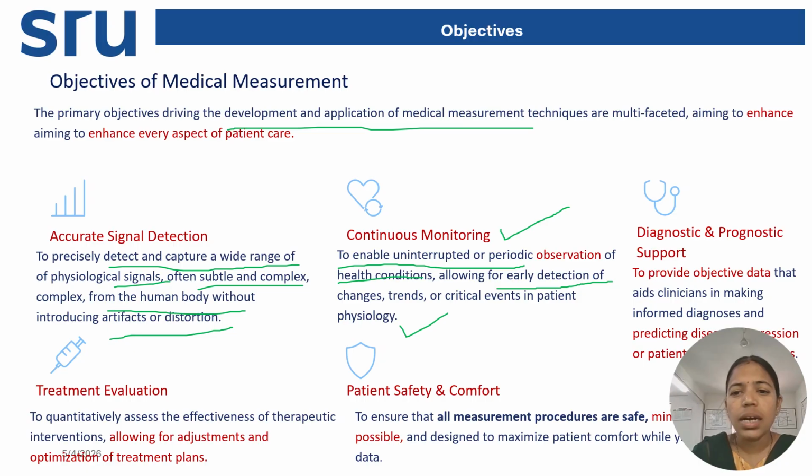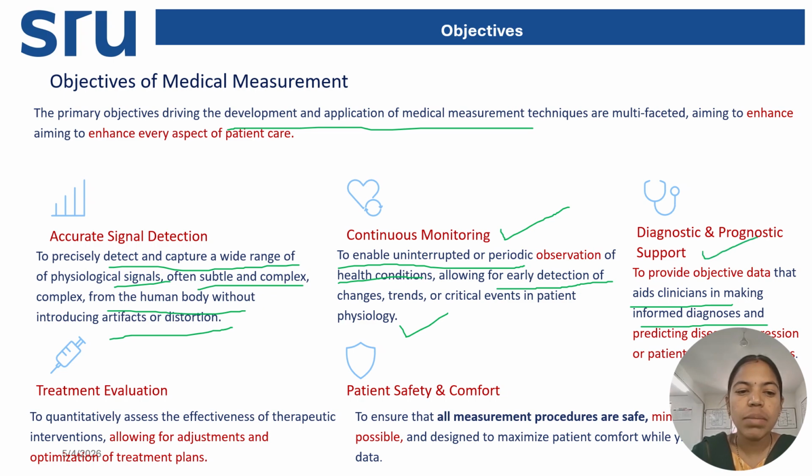Next one, diagnostic and prognostic support. To provide objective data, the clinicians aid in making informed diagnoses and predicting diseases. So this is diagnostic and prognostic support.